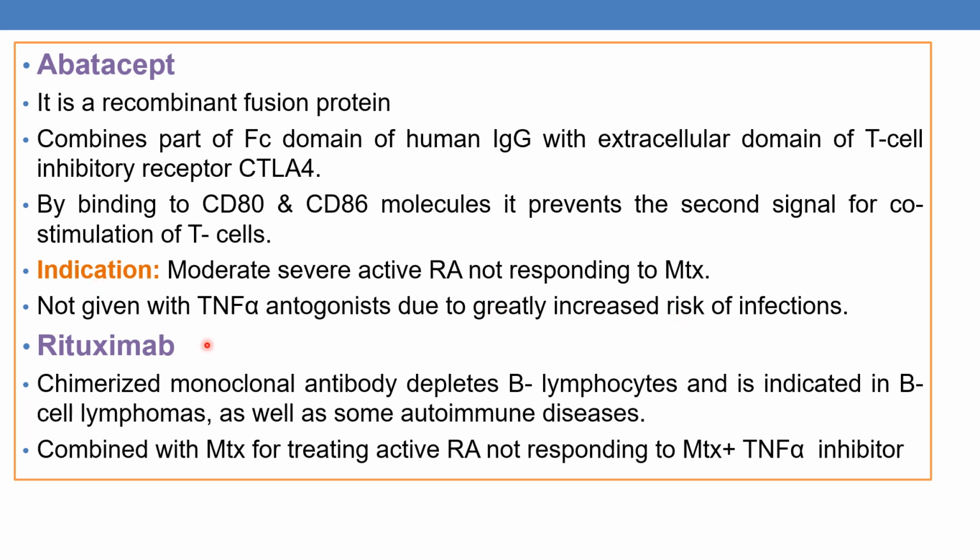The next drug is rituximab. This chimerized monoclonal antibody depletes B lymphocytes and is indicated for B cell lymphomas as well as some autoimmune diseases. It is combined with methotrexate for treating active rheumatoid arthritis not responding to methotrexate plus TNF alpha inhibitor.